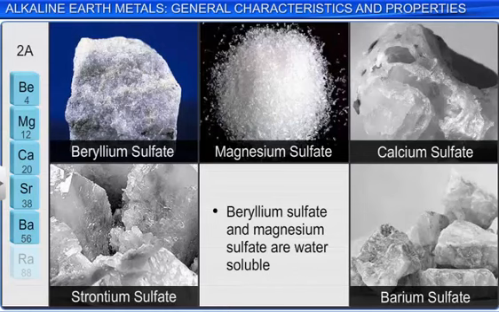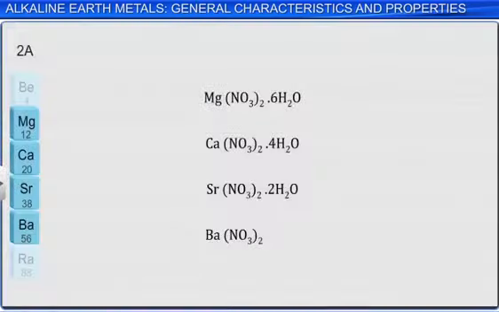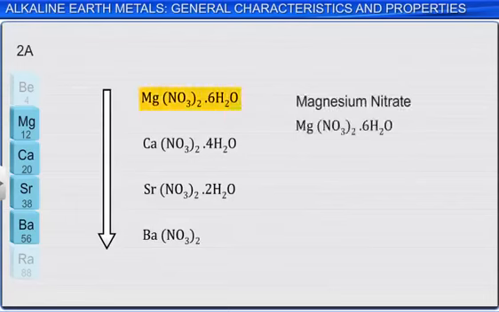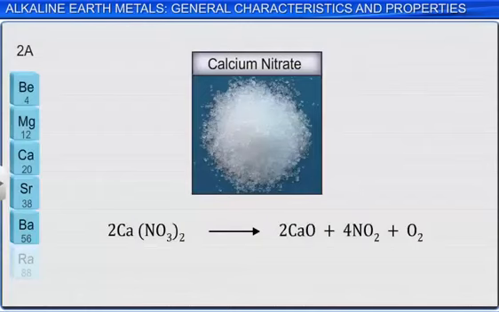The group 2 metal nitrates can be prepared by dissolving the carbonates in dilute nitric acid. This class of compounds repeats the pattern of the decreasing tendency to form hydrates down the column. For example, magnesium nitrate is found as a hexahydrate, but barium nitrate is anhydrous. When heated, all the group 2 metal nitrates decompose to form oxides, as shown in the equation for the decomposition of calcium nitrate.